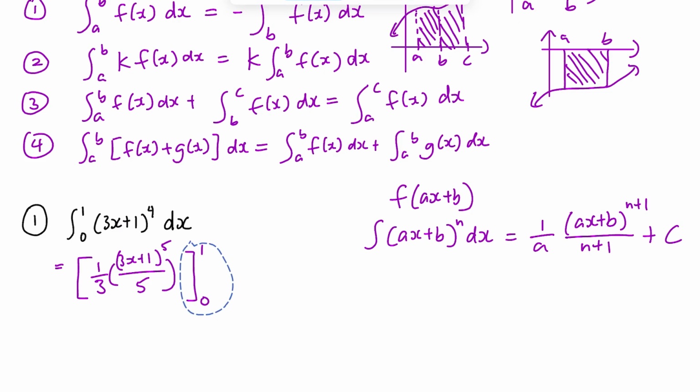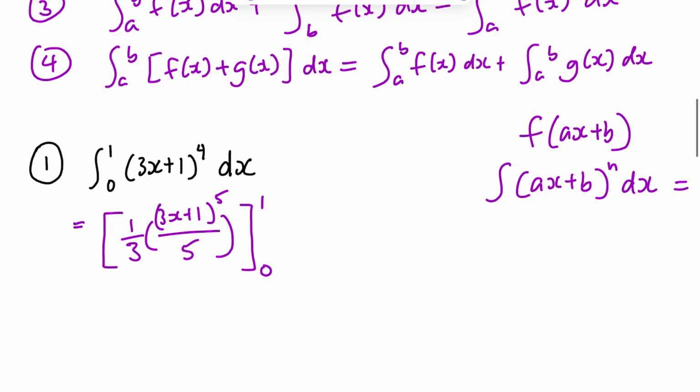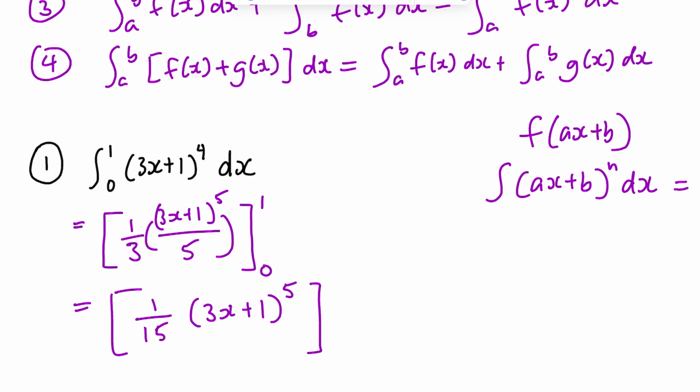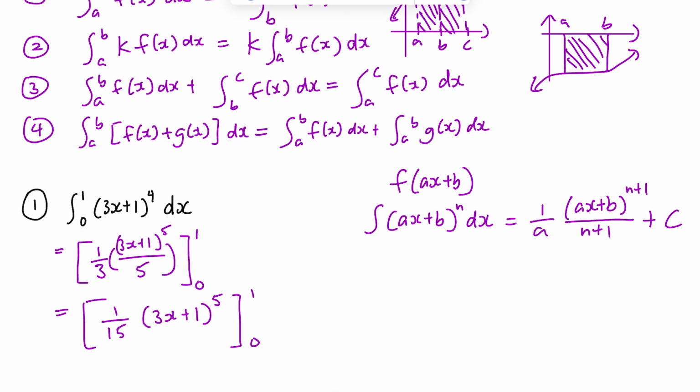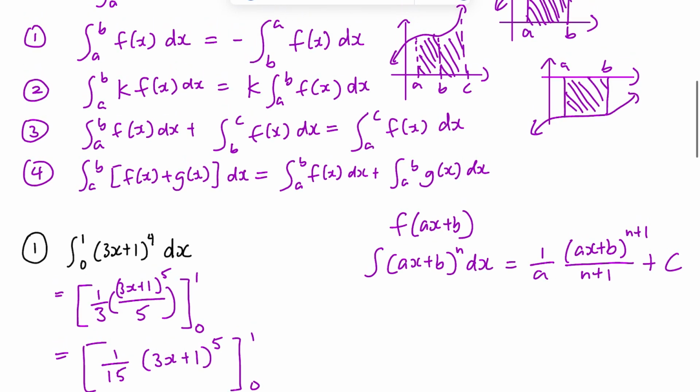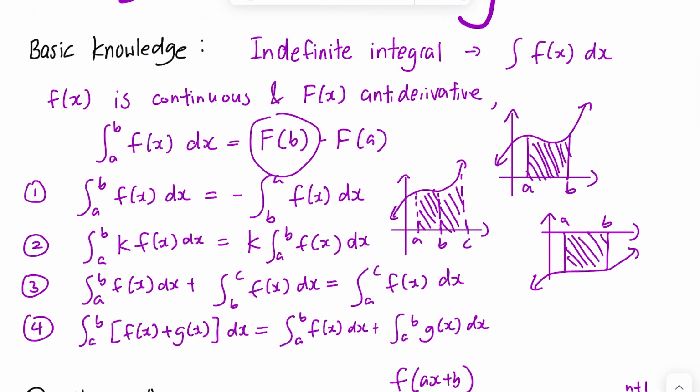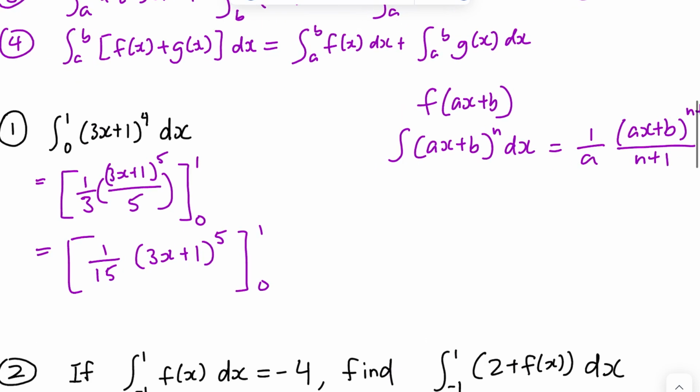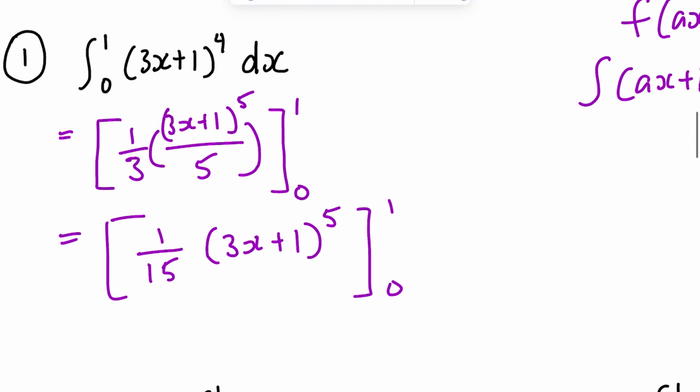So if I were to simplify that before we move on to the next step, we have 1 over 3. The bottom is 3 times 5, so we can just simplify that to 1 over 15 times 3x plus 1 to the power of 5. So now we're at this stage, and the next step we want to do is we want to first substitute it. So remember, it's always the upper bound value minus the lower bound. So here the upper bound is 1. So we want to plug 1 into x. We want to substitute it.